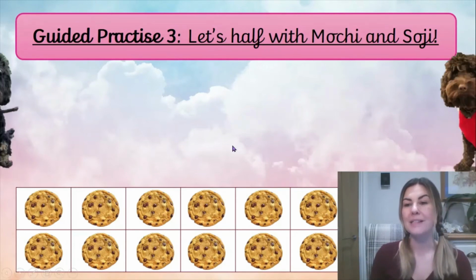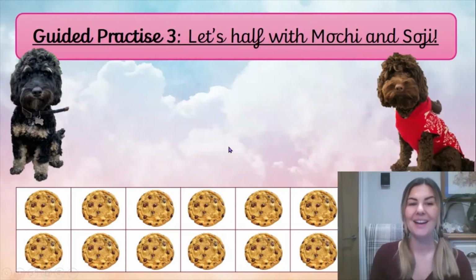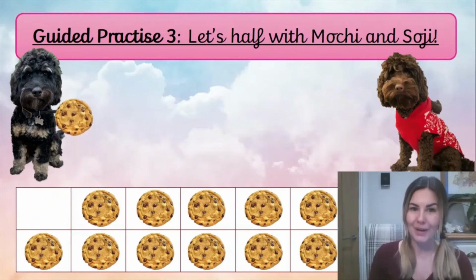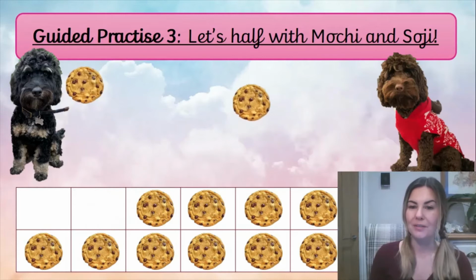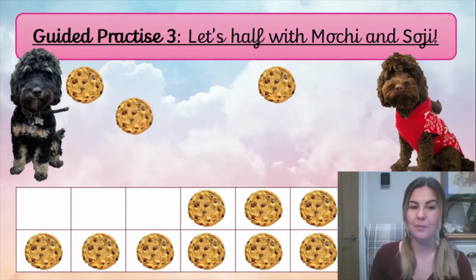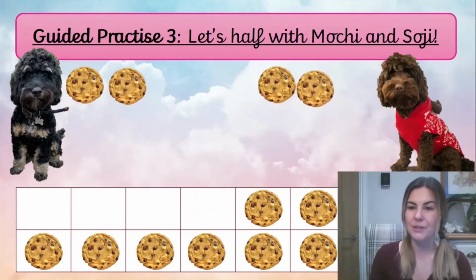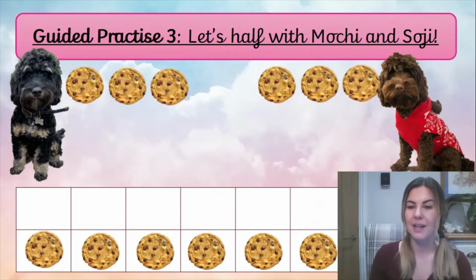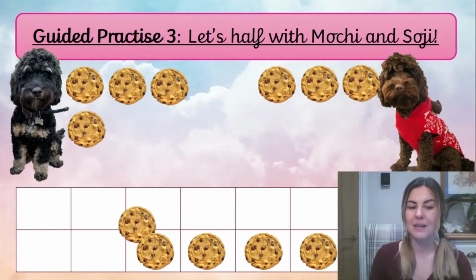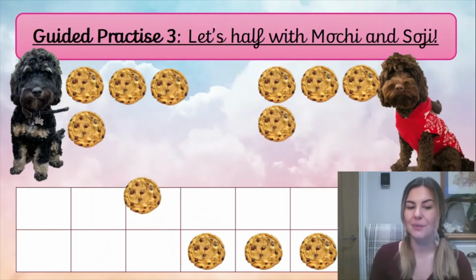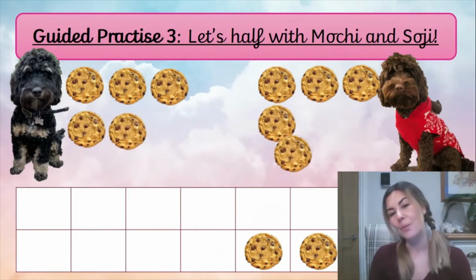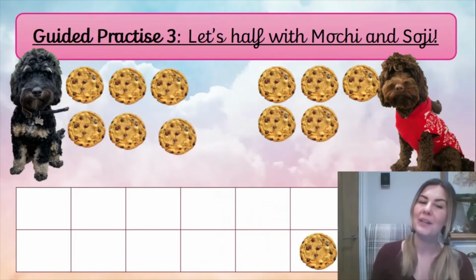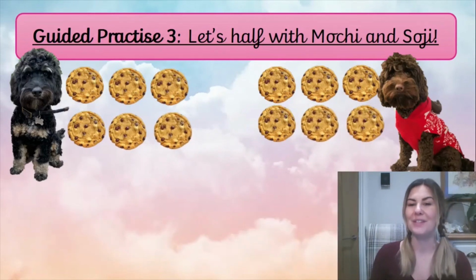Let's bring the boys in. There they are. And we're going to halve the cookies. Say it with me. Ready? 1 for Mochi, 1 for Soji, 1 for Mochi, 1 for Soji, and so on, until the last one for Soji.